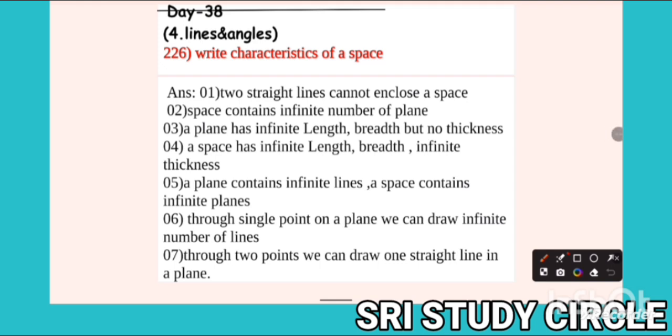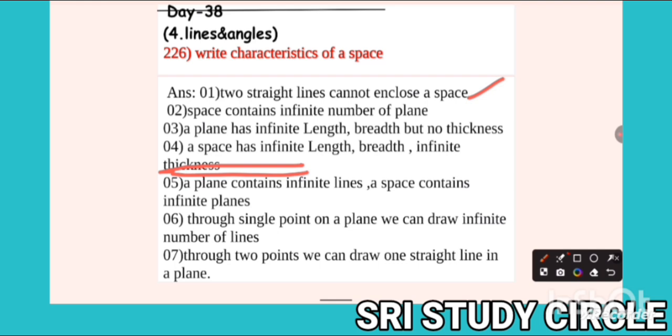Write characteristics of a space. Two straight lines cannot enclose a space. Space contains infinity number of planes. A plane has infinity length, breadth, but no thickness. Space has infinity length, infinity breadth, infinity thickness.